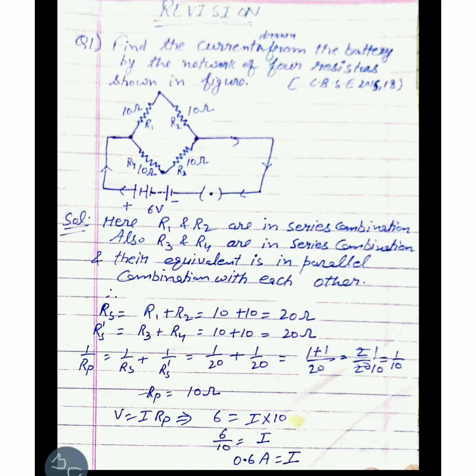As you are watching, R1 and R2 are in series, again R3 and R4 are in series across the combination of the battery plus and minus, and further their equivalents are connected in parallel with each other. So we have calculated their series and parallel combination, and by that, using the formula V is equal to IRp, we have calculated the current withdrawn by the circuit.